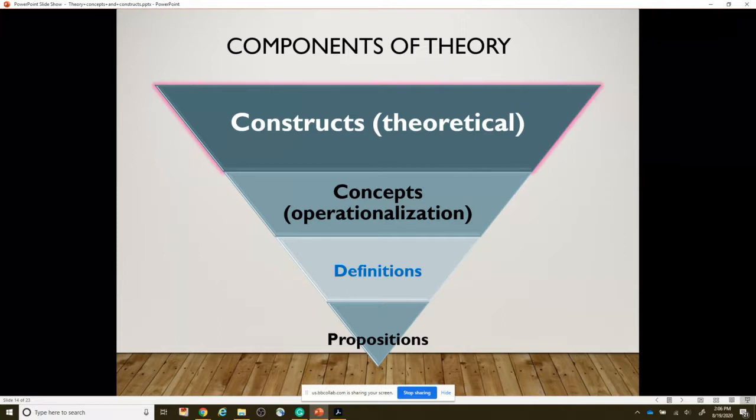Definitions and propositions both allow us to test, and you need both of those things to actually test a theory. So constructs are real big, and sometimes constructs will have multiple concepts underneath them. Concepts will have definitions, and then propositions link concepts.